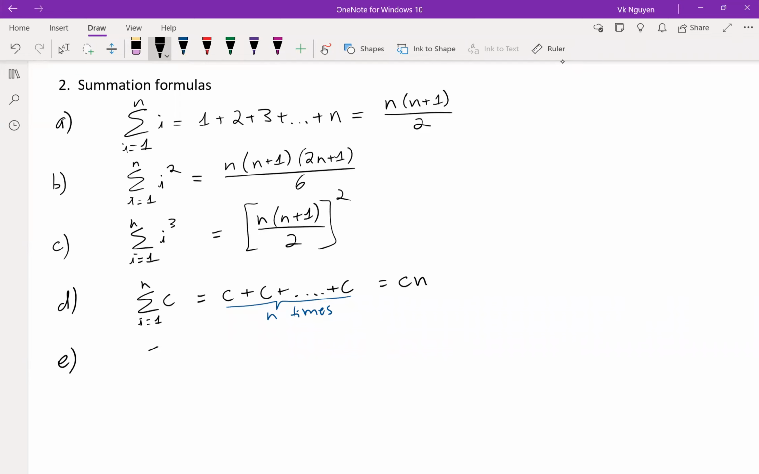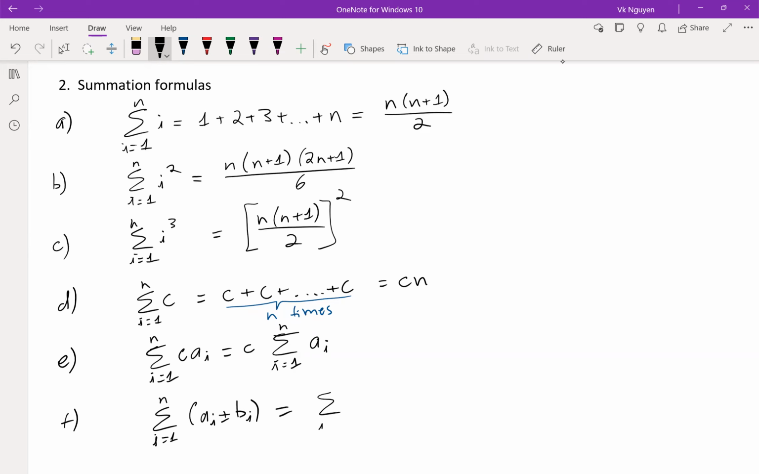E, summation I equal 1 to n of c times a sub I. The summation here has nothing to do with c, so we can take it outside of the summation: c times the sum I equal 1 to n of a sub I. And then the last one, summation I equal 1 to n of a sub I plus or minus b sub I. Well, we can split the summation: sum I equal 1 to n of a sub I plus or minus sum I equal 1 to n of b sub I. Yay! A bunch of very useful formulas.